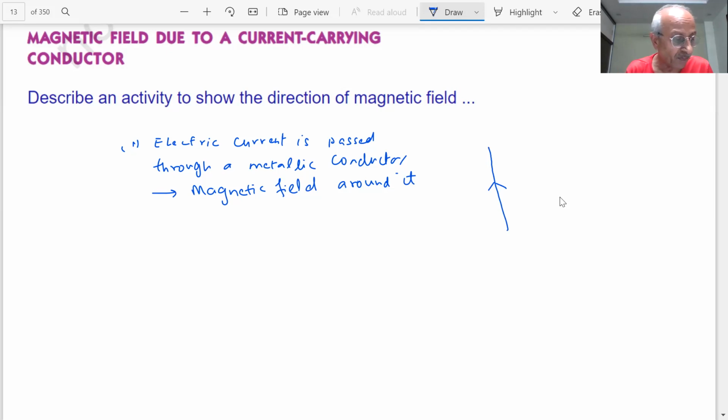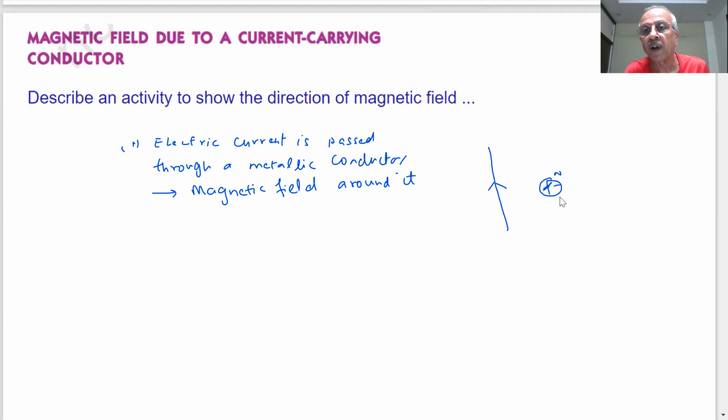And how do we know? We know that if you bring a compass needle near it, it will get deflected. We have shown it by experiment that a compass needle will get deflected if we do that. A compass needle has a north and a south. When we brought a compass needle near the wire, it got deflected.